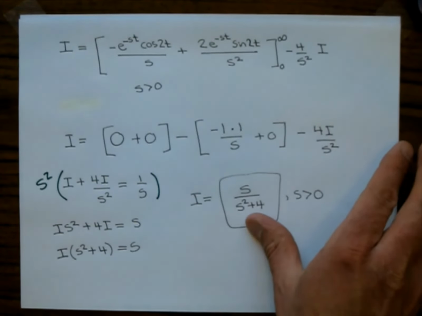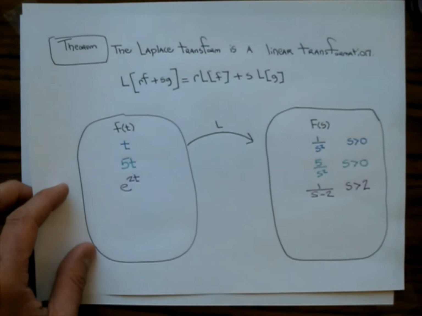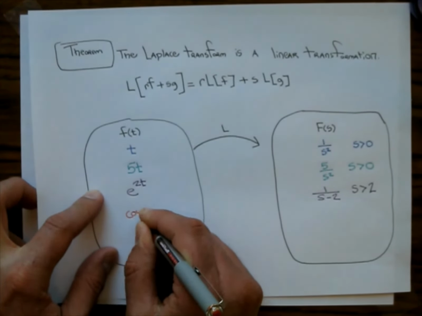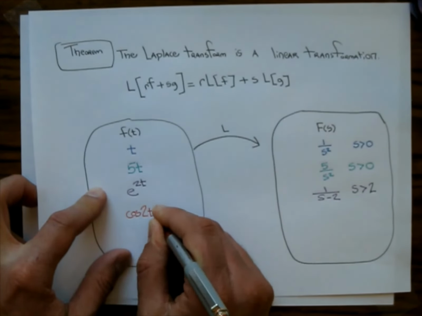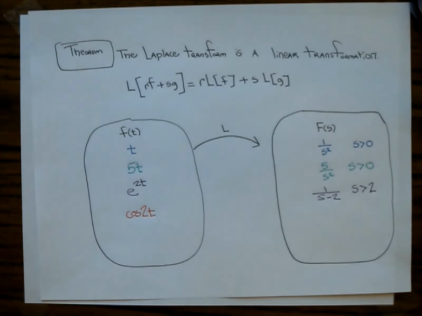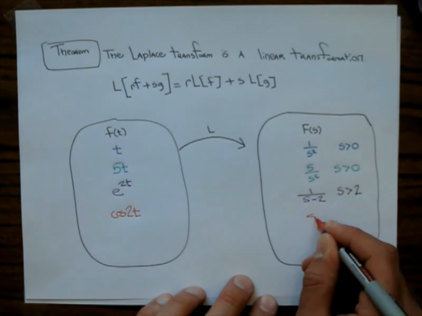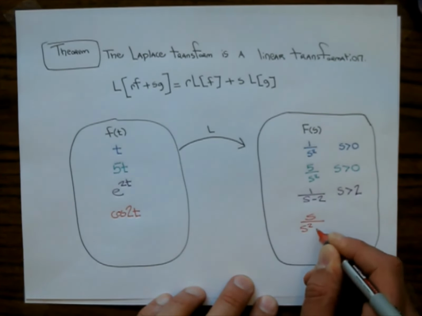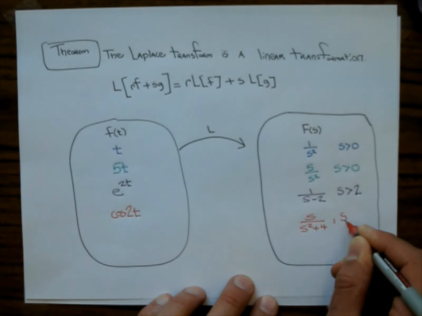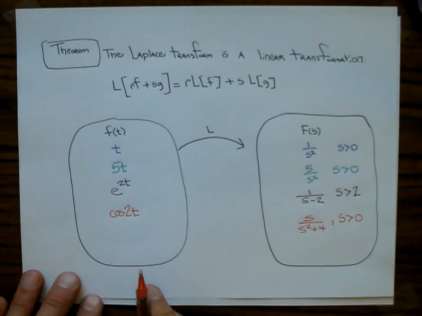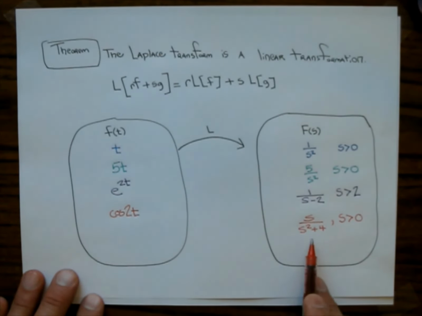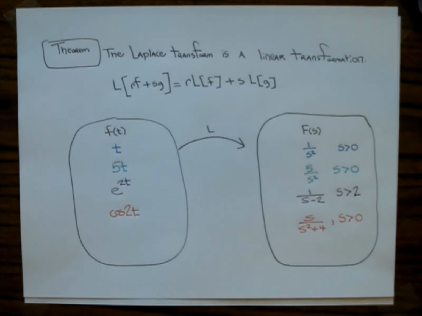I'm going to go back to my diagram here. And in red ink, I'm going to put the cosine of 2t. And I'm at 34 minutes. What do we have? Our Laplace transform is s over s squared plus 4, s greater than 0. So you can figure out what's going to happen when there's a sine there. Is it going to look similar, or is there going to be a little difference? Well, when you do your homework, you're going to find out what happens.